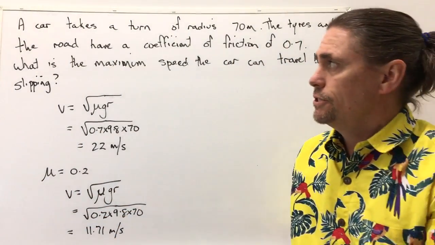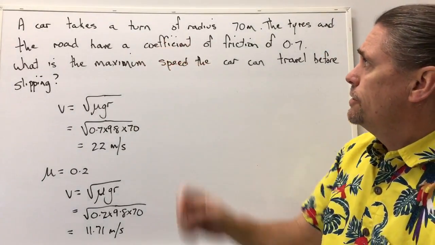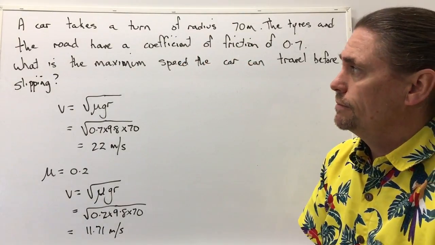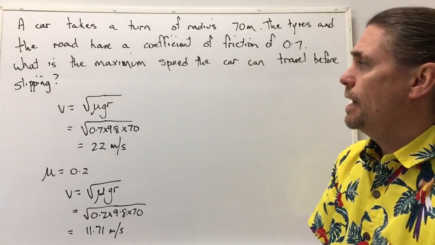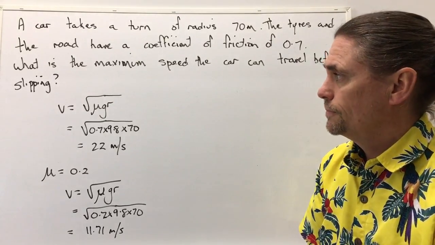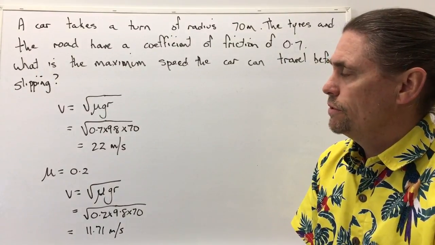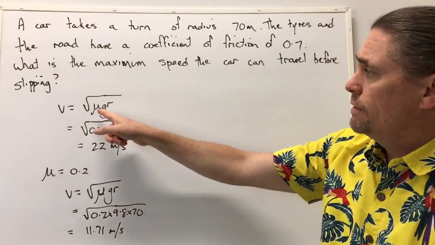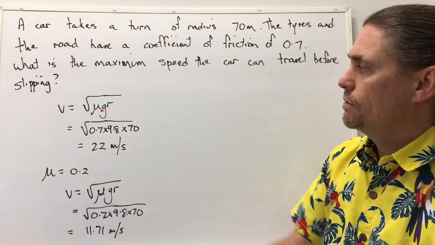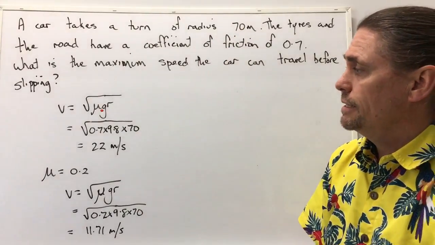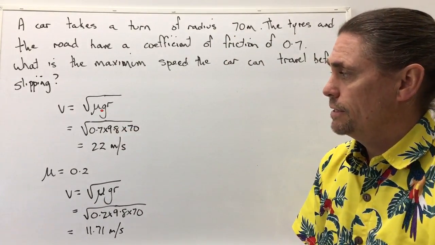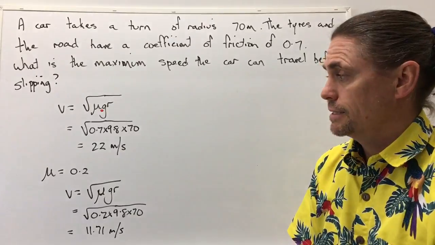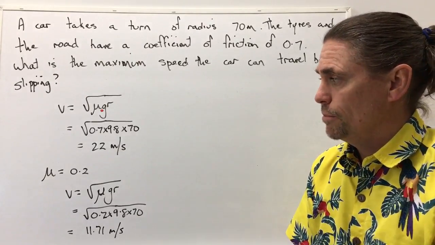And to do that, we're going to take a question like this one. Let's say a car takes a turn of radius 70 metres. The tyres on the road have a coefficient of friction of 0.7. We're asked, what is the maximum speed the car can travel before it slips off the road? So we've got our equation, v equals the square root of mu s times g times r. We've got our 0.7 for our mu s. We've got 9.8 for our acceleration due to gravity, 70 metres for our radius. If we put those numbers into our calculator, we get a maximum velocity of 22 metres per second before the car will start slipping, before it exceeds that slipping point.